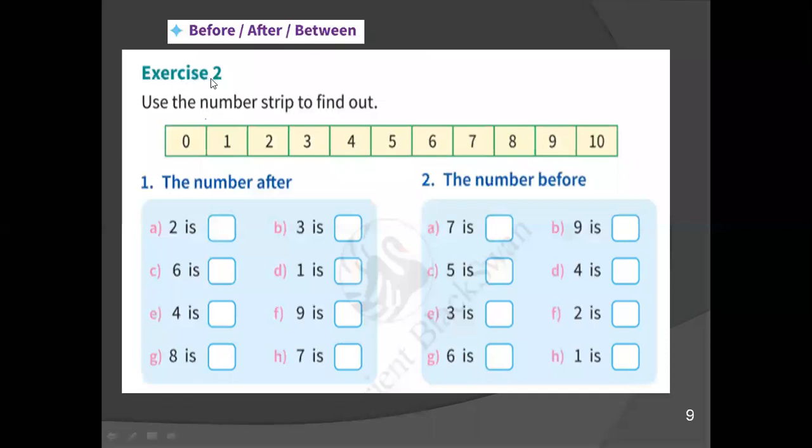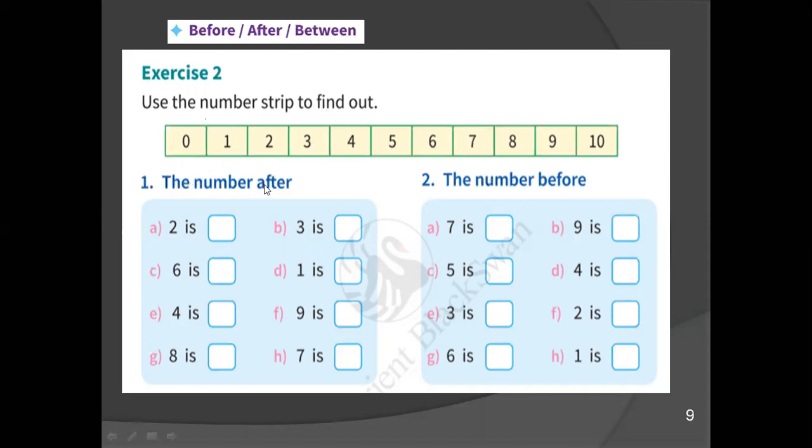Exercise 2. Before, after and between. We will see before, after and between. Before means in front. After means after, like behind. Between means in the middle. Okay. Before is in front of, after is behind and between is in middle. Okay, like that it is. Now we will see before, after and between. Use the number strip to find out. 0, 1, 2, 3, 4, 5, 6, 7, 8, 9 and 10.